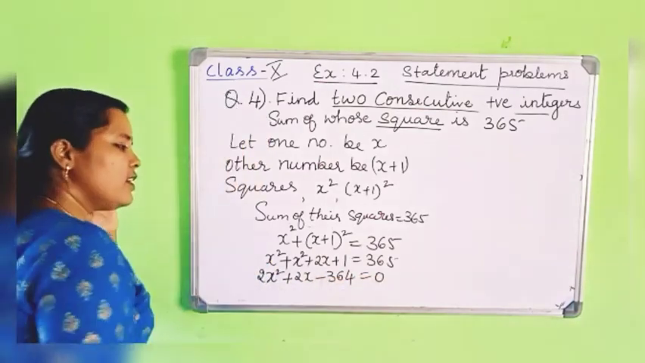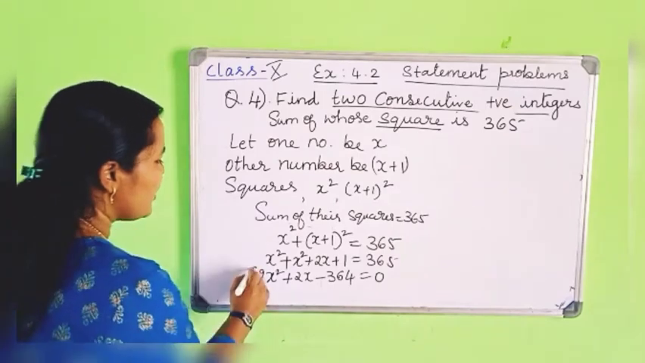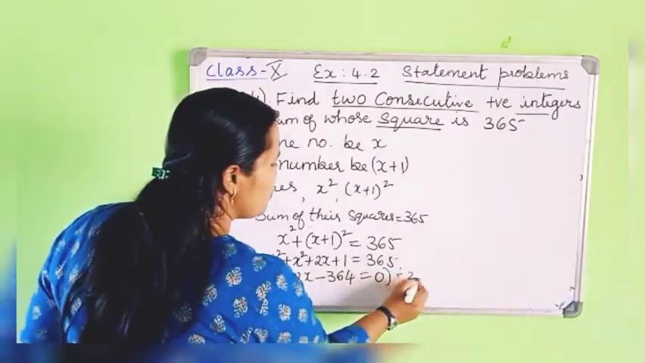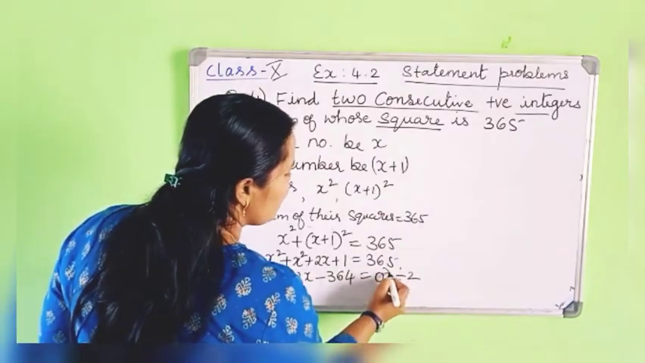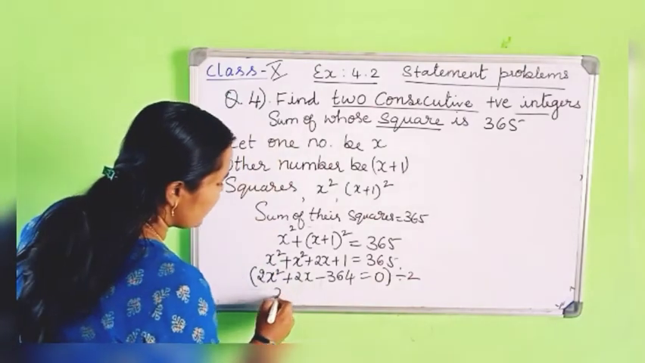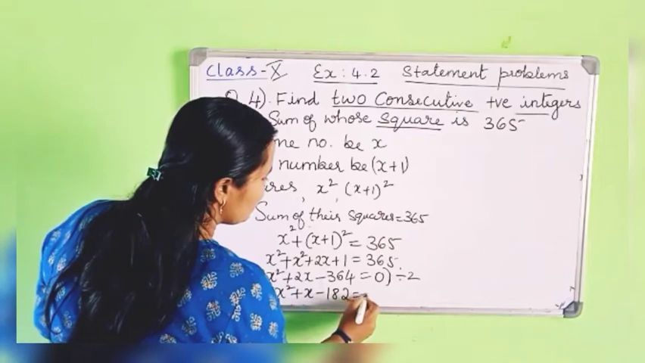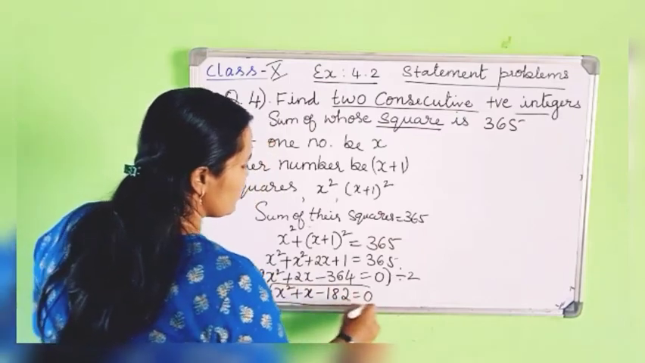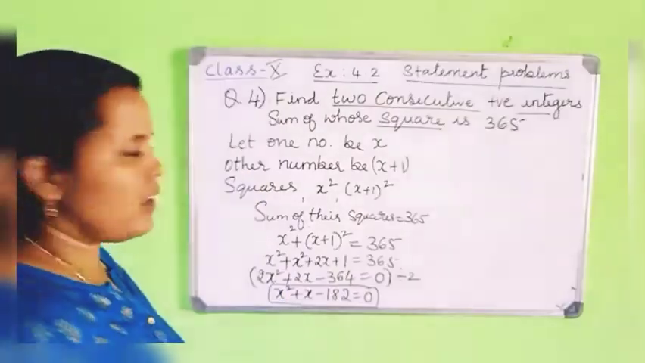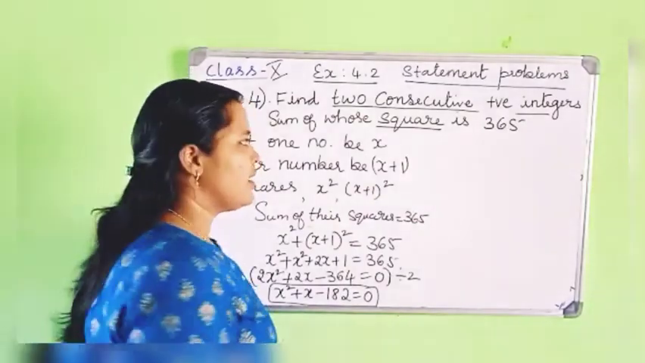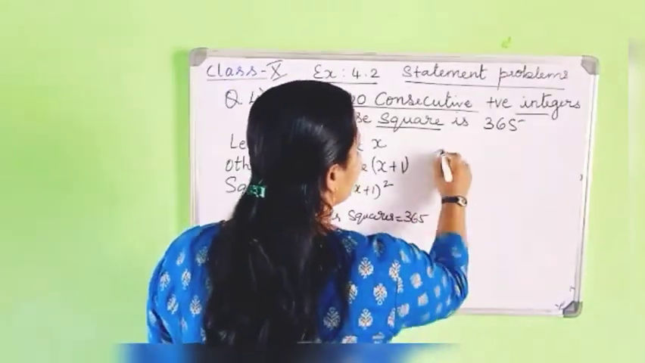Now these are all multiples of 2. You can divide the whole equation by 2, right? Therefore, you will get x square plus x minus 182 is equal to 0. This is our quadratic equation. You know already how to solve this quadratic equation by the factorization method, right? So now we will move on to the next step.